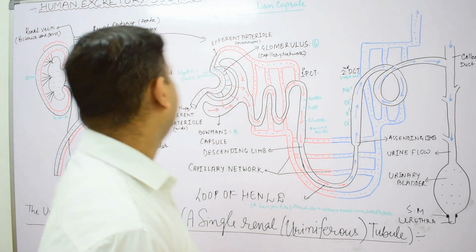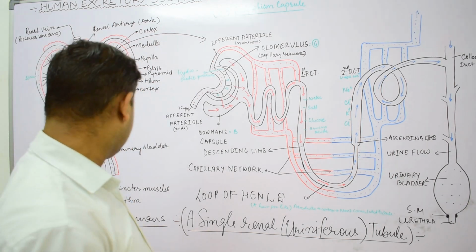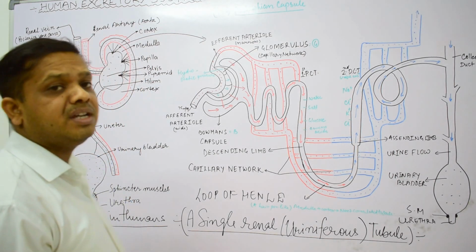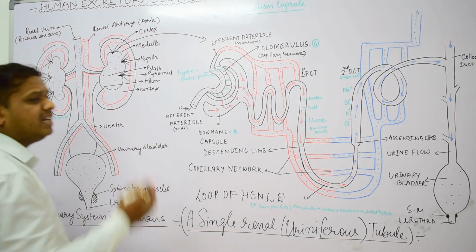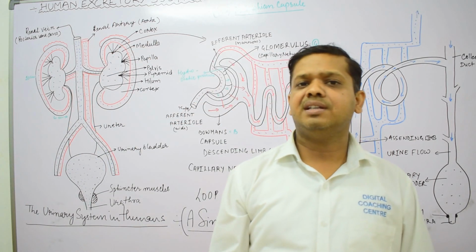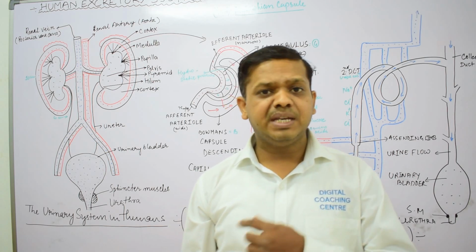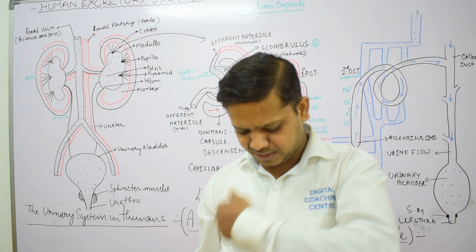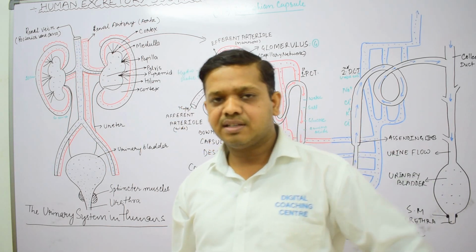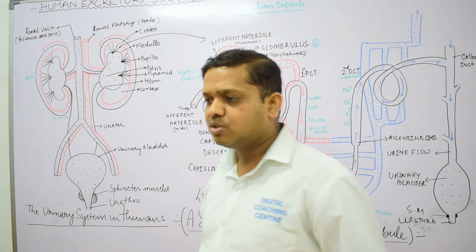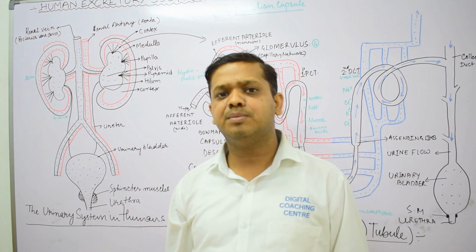Now we will see the human excretory system, and our topic is the urinary system in human beings. In this system, humans have one pair of kidneys, which is located at the epigastrium region. This is the epigastrium region from the back side. This is called the ventral surface. This is the dorsal surface. So the human kidney is located at the dorsal epigastrium region.